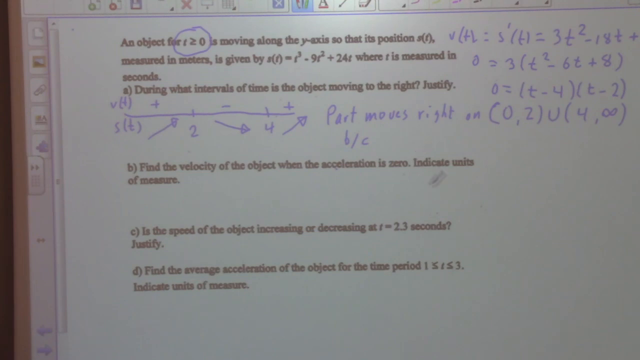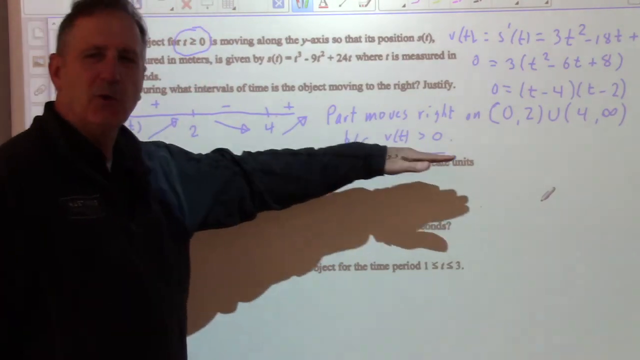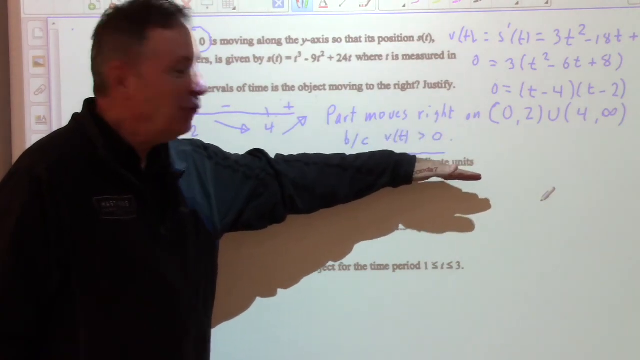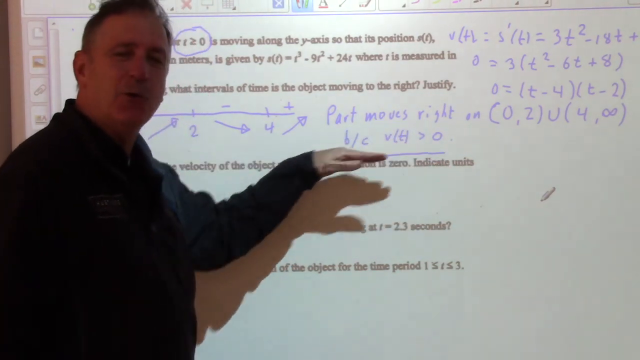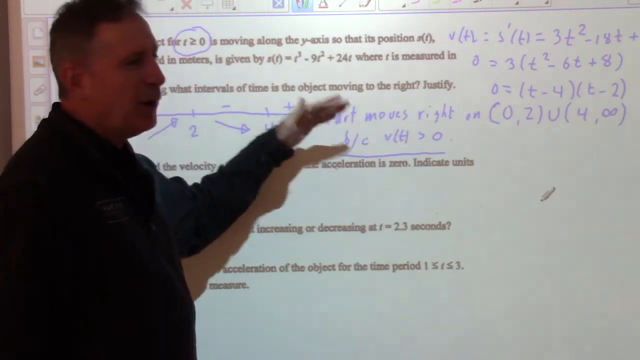How about V of t? Because V of t, which you've described up here, is greater than 0 on those intervals. So that's going to be your justification. And when you do these problems and you see during what intervals of time, you can actually write the justification before you find out what the numbers are. Sometimes it's better to do it that way because it can help keep your head straight to figure out where you need to go with this.